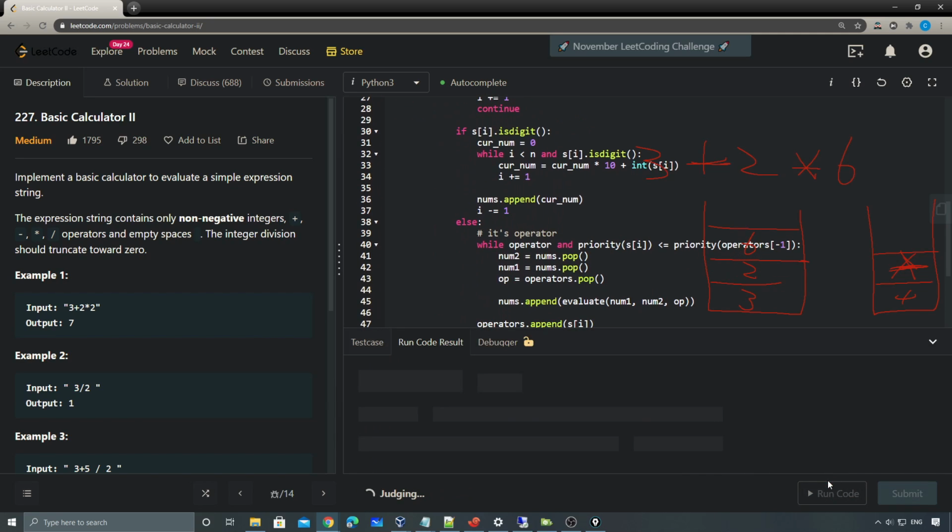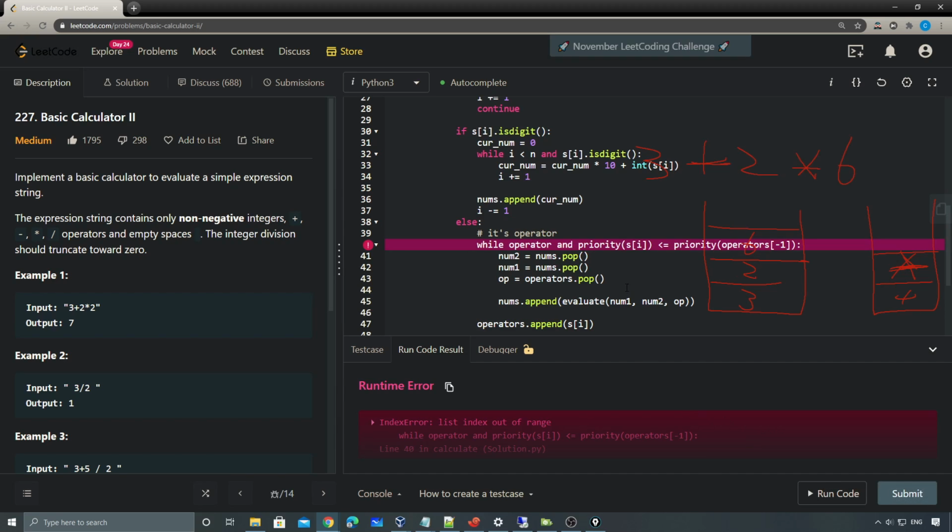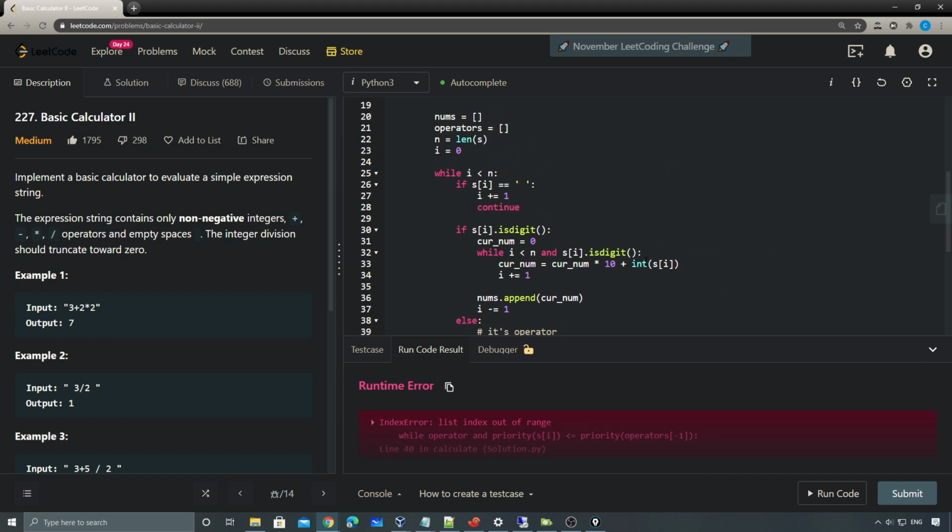Let's run the code. Index out of range. What is out of the index? Is digits.